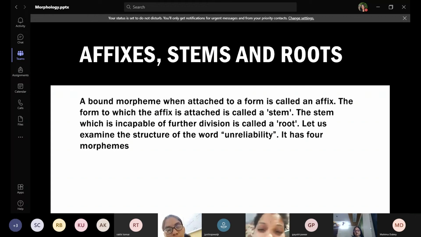Singing. Sing is the root. Ing is the affix which is exactly suffix attached to it. Unbreakable. Break is a root. Breakable becomes the stem, to which you can add affix un. So it becomes unbreakable. Root is something which cannot be further divided. Stem is something which can be divided, onto which some affix is attached.